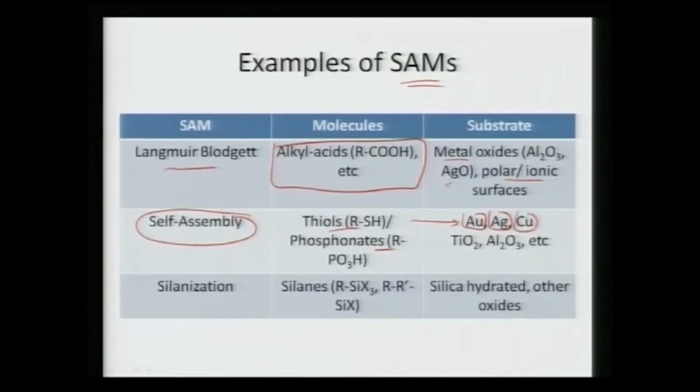Then third is silanization. Silanization is dominated by silicon, so it has either a functional group or some hydrogen or halides available on the other side to complete its valency of 4. It can form on hydrated silica or other oxides. So, we can see the three self-assembled monolayers: Langmuir-Blodgett, self-assembly, which is nothing but thiols, and then silanization.